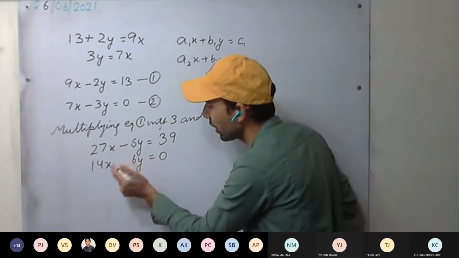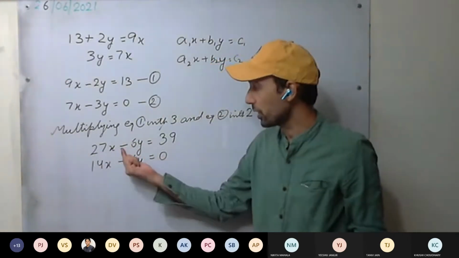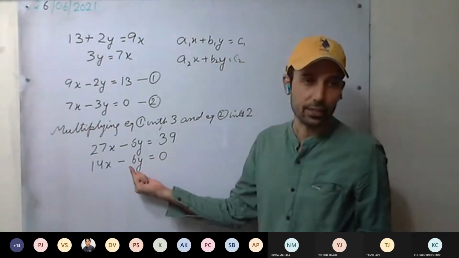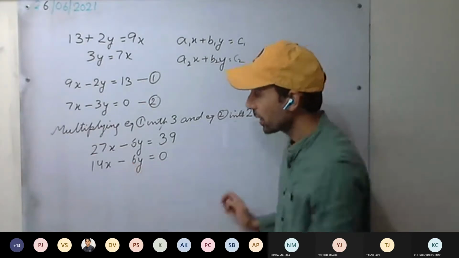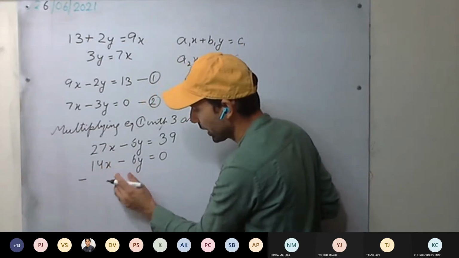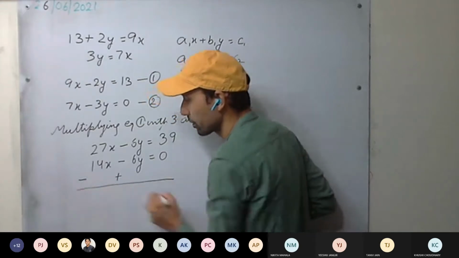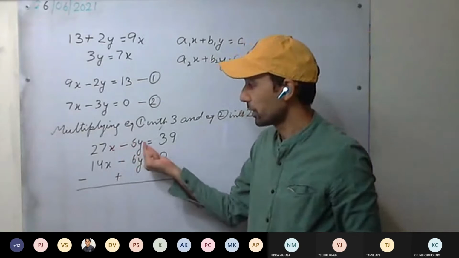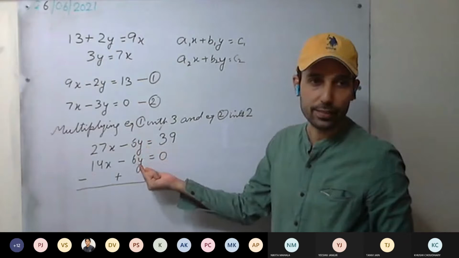Since we are having a minus sign here, from the first equation we are going to subtract the second equation. If we are subtracting, it will be minus 14x, and here we have a plus sign. We are subtracting this equation from this equation because we have to cancel the terms of y.